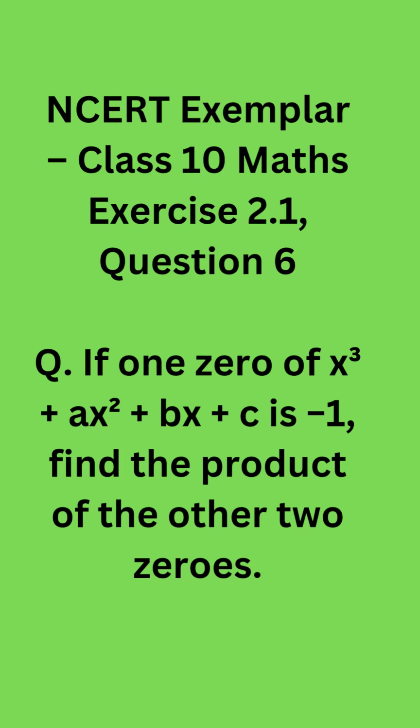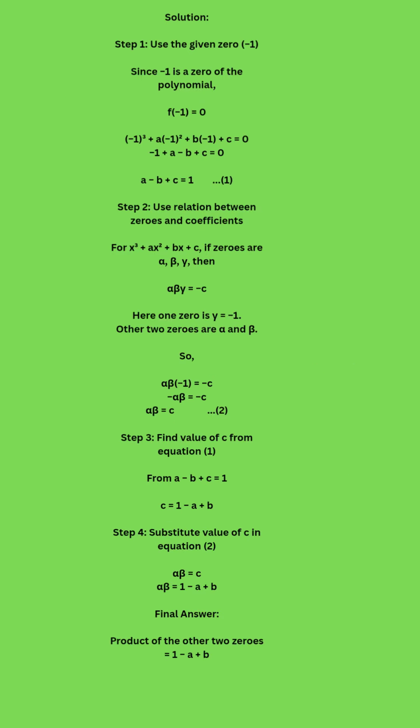In this question, one zero is already given as minus 1, and we have to find the product of the remaining two zeros using the relation between zeros and coefficients of a cubic polynomial. Let us solve this question step by step in a very simple and clear way.